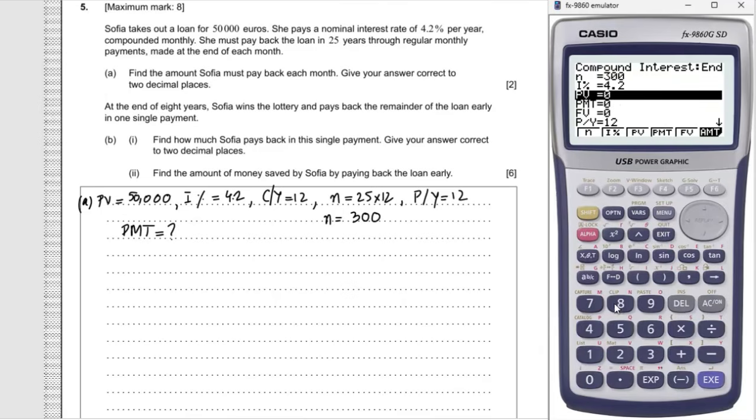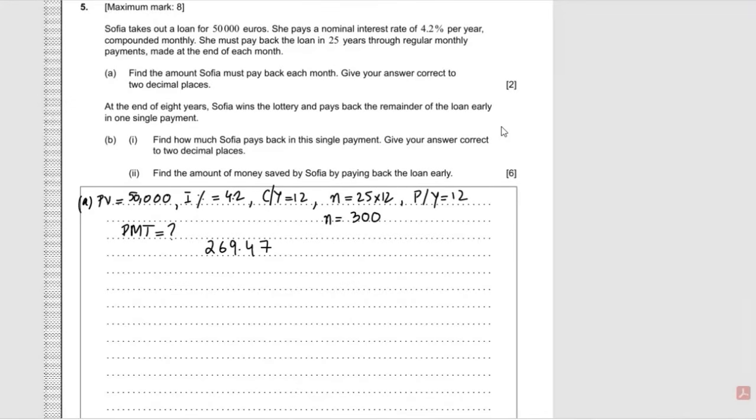So the present value is 50,000. And the payment we are looking for, future value we don't need. The rest of the information is correct, right? So you will now get your answer for the first part as a negative number. You'll see that. That's 269.47. I need my answer correct to 2 decimal places, so I can write 269.47.